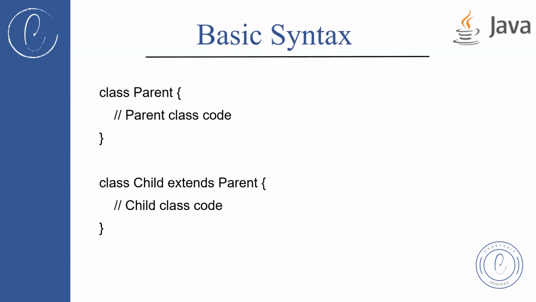So now let's see a basic syntax. So here we have a class. First we write the class keyword and then we write a class name. So here we can see we have created a class Parent and then we have created a class Child which is extending class Parent. So this is the basic syntax of inheritance where the class Child is inheriting from our Parent class. So in Java we use the extends keyword to inherit from a parent class.